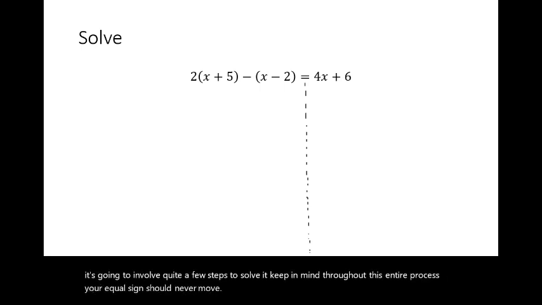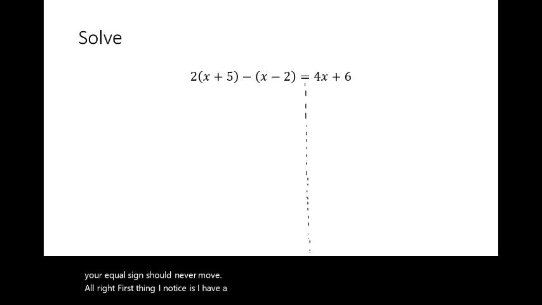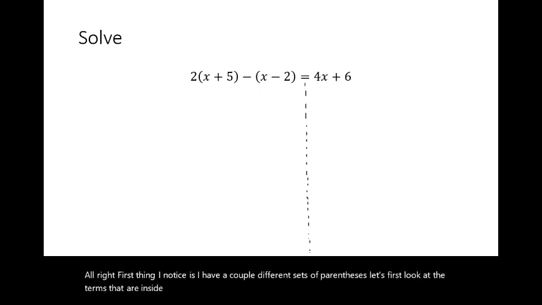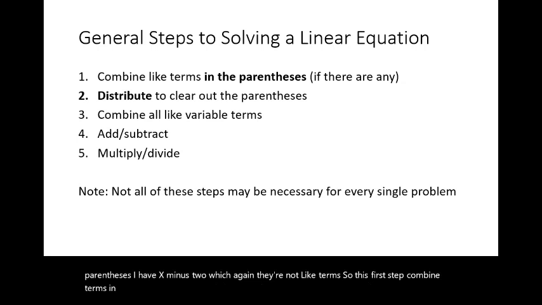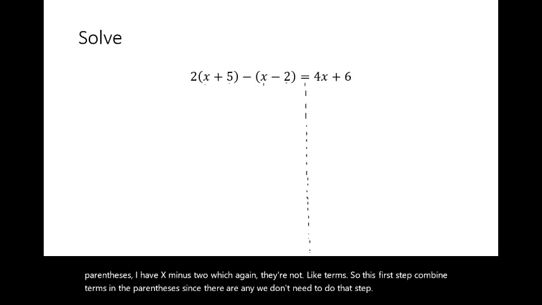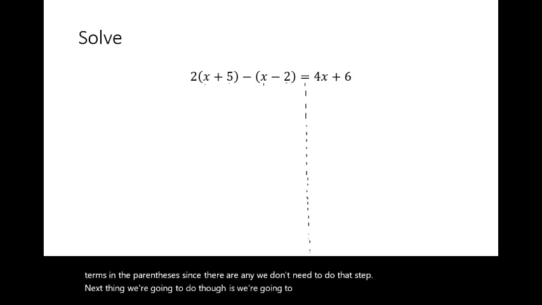All right, first thing I notice is I have a couple different sets of parentheses. Let's first look at the terms that are inside the parentheses. Inside this first parentheses, I have x and 5, not like terms. So there's no like terms to combine in the parentheses. And in the second set of parentheses, I have x minus 2, which again, are not like terms. So this first step, combine like terms in the parentheses, since there aren't any, we don't need to do that step.